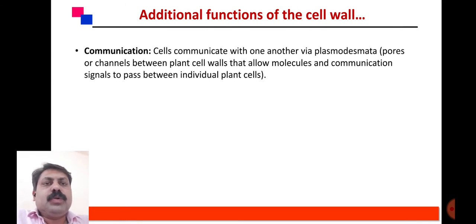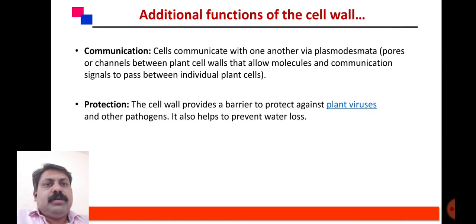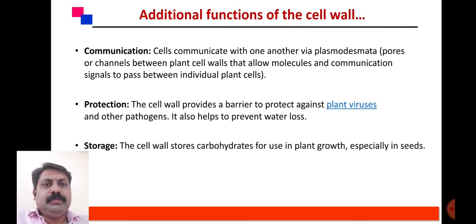Again, it has a role in communication. So cells communicate with the other cell with the help of plasmodesmata. So this plasmodesmata is interconnection between the adjacent cells. Protection: the cell wall protects the cell from viruses or other pathogens, and it acts as a storage, because in the composition of the cell wall we have studied that the major composition of cell wall is carbohydrate. So it acts as a storage of carbohydrate.